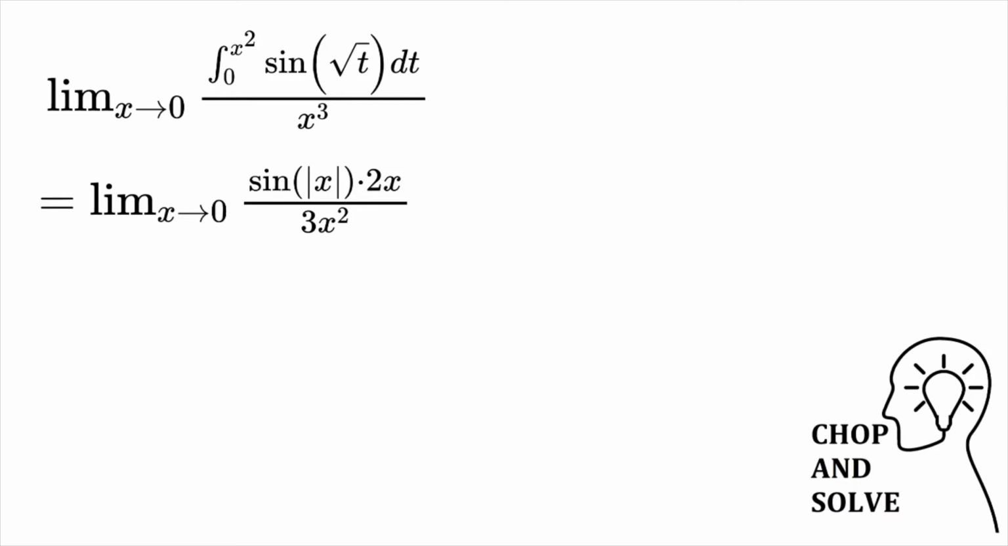So now it becomes limit x tends to 0 of sine mod of x divided by 3x. Now we have to check whether this limit exists or not.